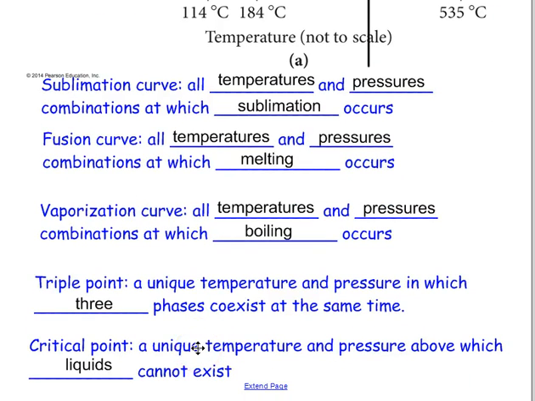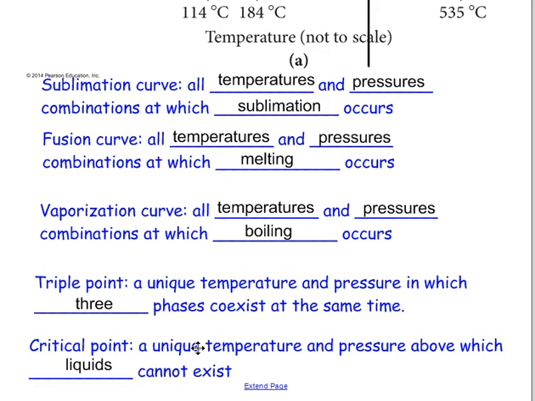There are also two special points. A triple point, which is a specific temperature and pressure at which the solid, the liquid, and the gas all coexist together. And they stay that way. They're not melting, they're not boiling, they're not freezing. They're just staying a mixture of solid, liquid, and gas.